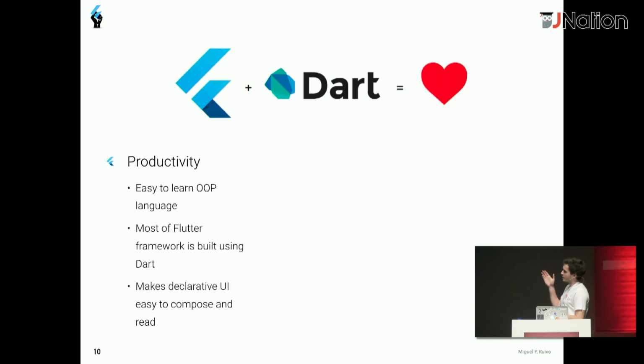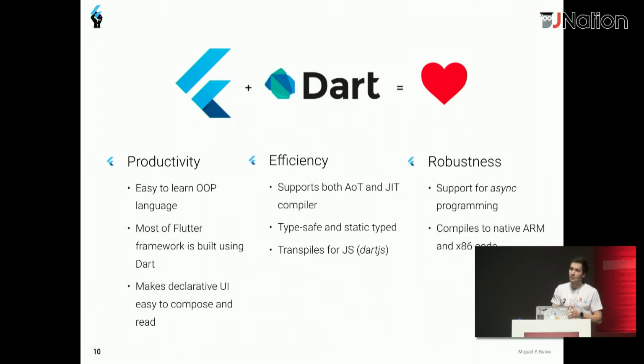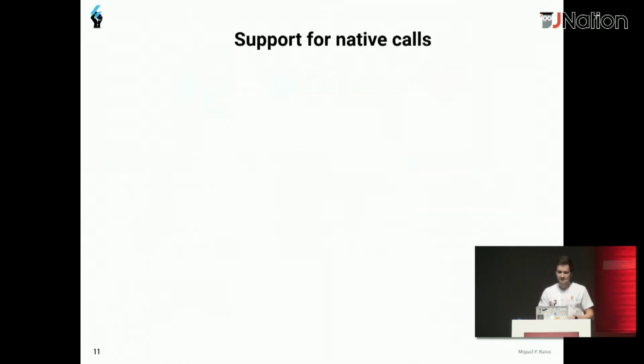So there are 3 keywords that can define it. First is productivity. For example, Dart is a very easy to learn, object-oriented programming language. If you are used to JavaScript, C#, or Swift, for example, you'll find it very easy to jump in. Also, efficiency. It's one of the few mainstream languages that supports compiling both ahead of time and just in time. And robustness. It can compile to native ARM and x86 code, which is great.